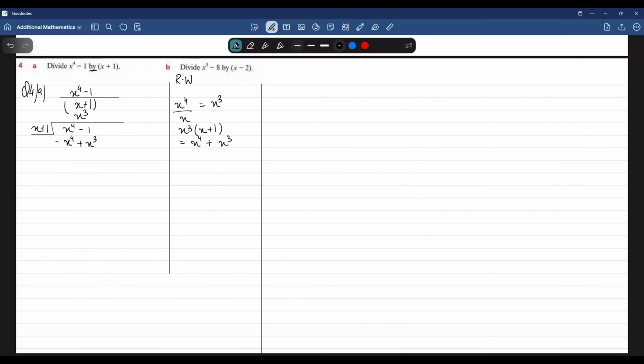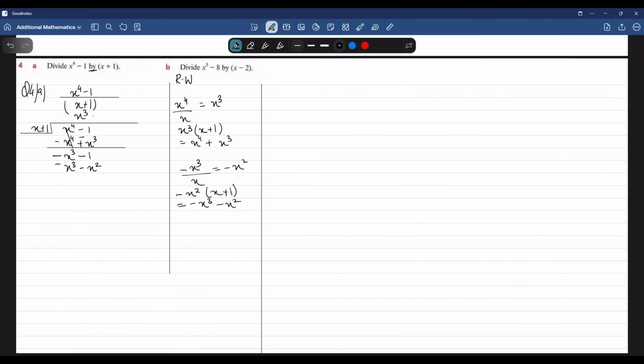Now we subtract this, the x⁴ and x⁴ cancel, and we get x³ minus... negative x³ minus 1. Okay, so this is going to give us negative x³ divided by x, which gives us negative x². Negative x² multiplied by x plus 1 gives us negative x³ minus x². Okay, so we have negative x³ minus x² here.